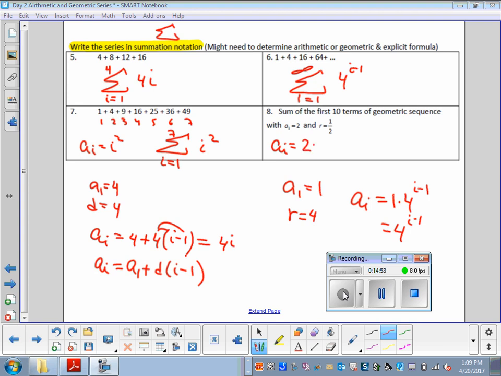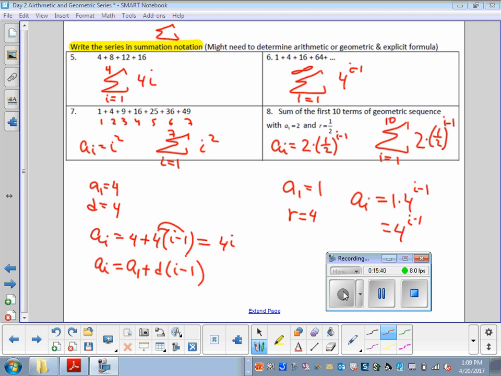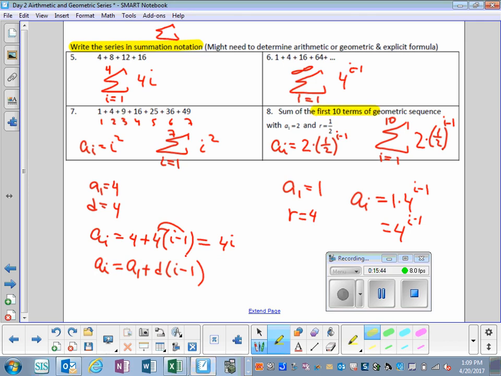Power of, because I have i instead of n, i minus 1. Very nice. Right, so this is the explicit formula for my geometric sequence. Now I can use my sum, my sigma letter. Sum of 2 times 1 over 2 to the power of i minus 1. And now what terms do I include? I need to start with the first one, because it's the sum of the first 10 terms. So I'll start with the first and I'll end where? Not infinity, because it doesn't go on forever. First 10 terms. So I include the 10 and then I stop. That's why from 1 to 10.